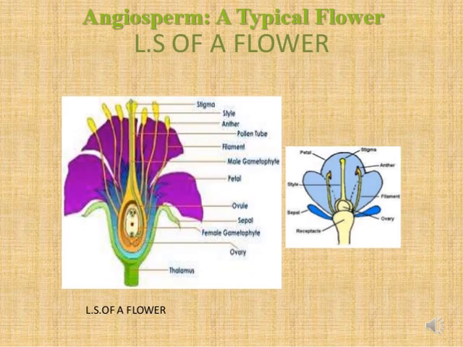Now the remaining two whorls are called accessory whorls, as they are not directly involved in reproduction, but they play an important or vital role in the development of flower. Now these two whorls are calyx and corolla.